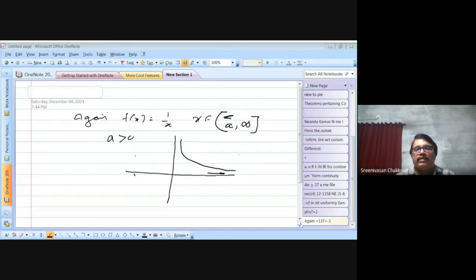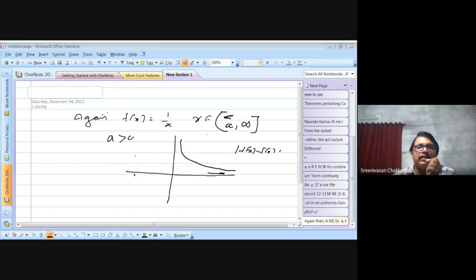So the fluctuation in the value f of x minus f of y, for large x and y, is very, very small. This type of growth doesn't happen here. So even though the interval is not compact, the function f of x equal to 1 by x will be uniformly continuous, because uncontrolled growth is the sole reason for the lack of uniform continuity. That doesn't happen as x becomes very large in the case of f of x equal to 1 by x.